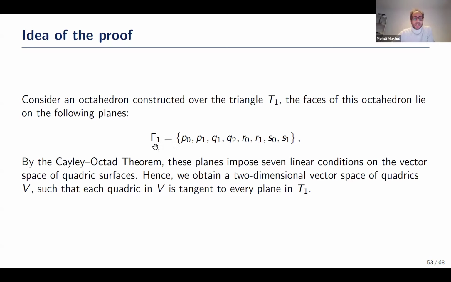Therefore, this set of planes just imposes 7 conditions on the space of quadric surfaces. And therefore, if I call V the vector space of quadrics to which all of these planes are tangent, then the dimension of V must be actually 2. So V is a 2-dimensional vector space. And any quadric in V has the property that any of these planes is tangent to that quadric surface.